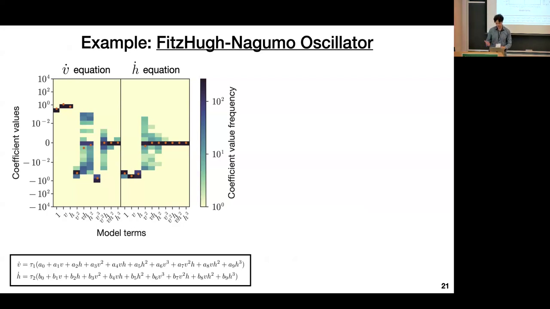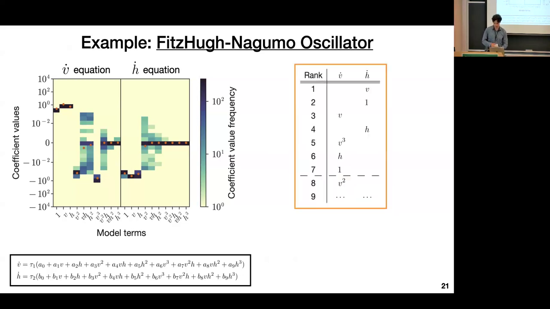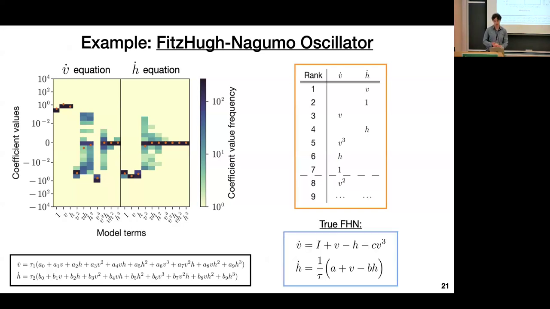So really, this implies that we can rank these model terms based on how concentrated they are. We can use this metric, which is the coefficient of variation, which is just the standard deviation divided by the mean. And if we rank based on this type of statistic, we actually see that the top 7 terms in our ranking exactly give us back the terms that appear in the FitzHugh-Nagumo equation. So this now gives us a way to balance model complexity with model error.